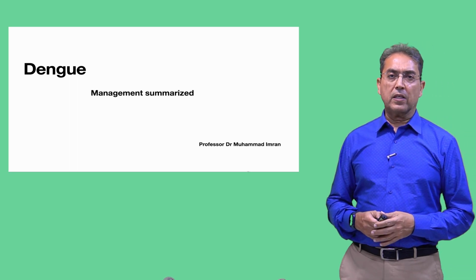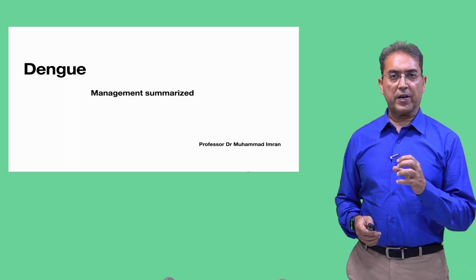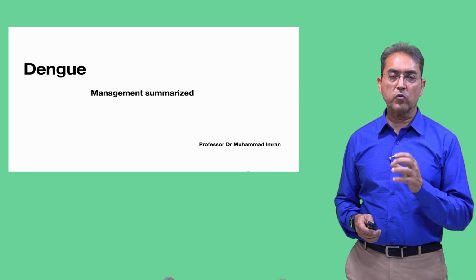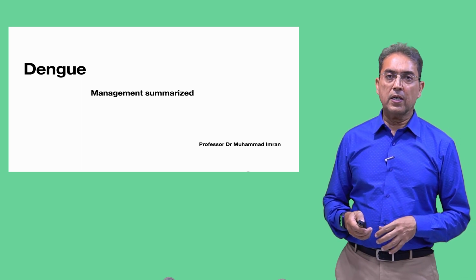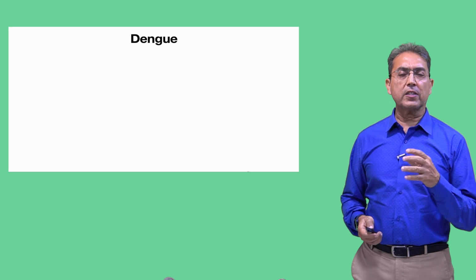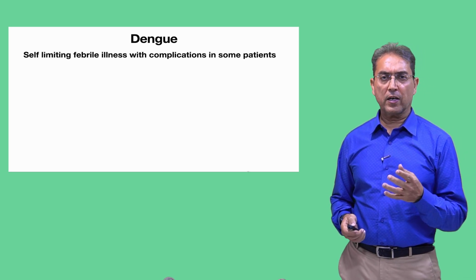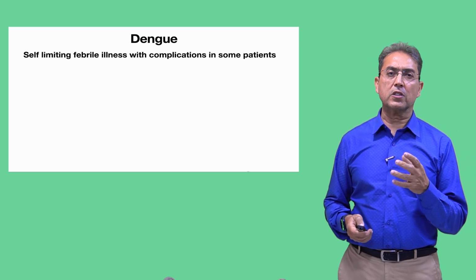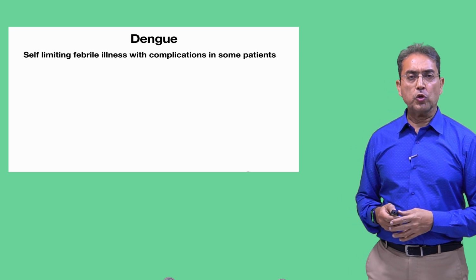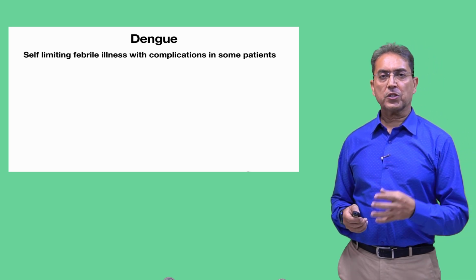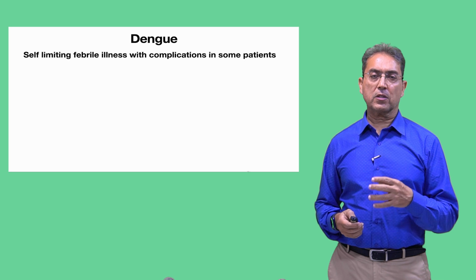Now we see the management of dengue summarized. We just outline how we manage the patients who get dengue fever. Now, what is dengue? It's actually a viral infection. It's a febrile illness which is self-limiting, usually without consequences, but some of the patients may have complications.